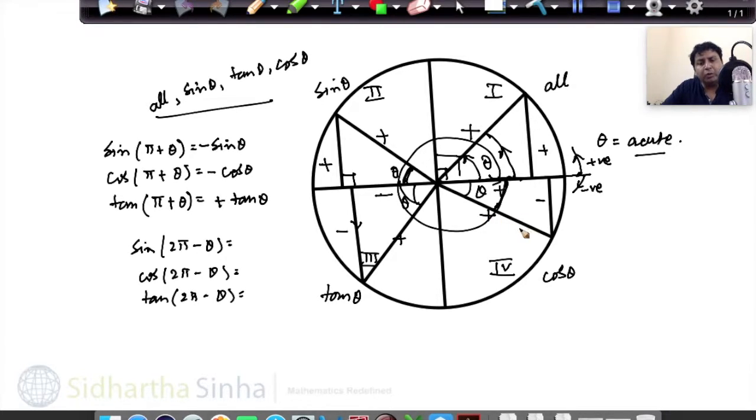So which quadrant are you in? You are in the fourth quadrant. In the fourth quadrant, sine theta will remain sine theta, cos theta will remain cos theta, and tan theta will remain tan theta, but the sign changes. Is sine positive or negative in the fourth quadrant? Negative. Cos positive, tan negative. If you don't understand this and just cram, it's not going to be easy to keep so many formulas.